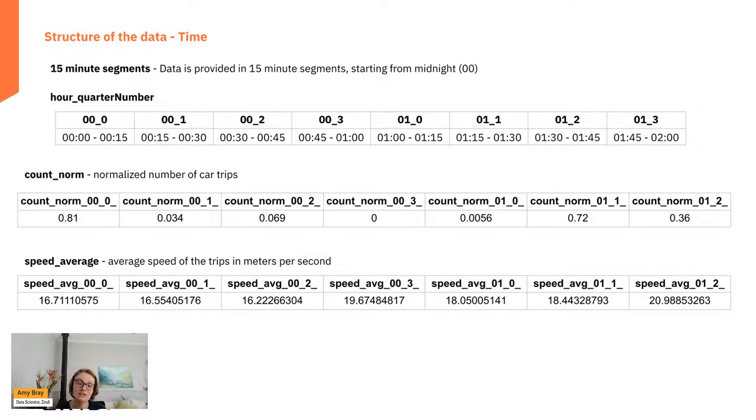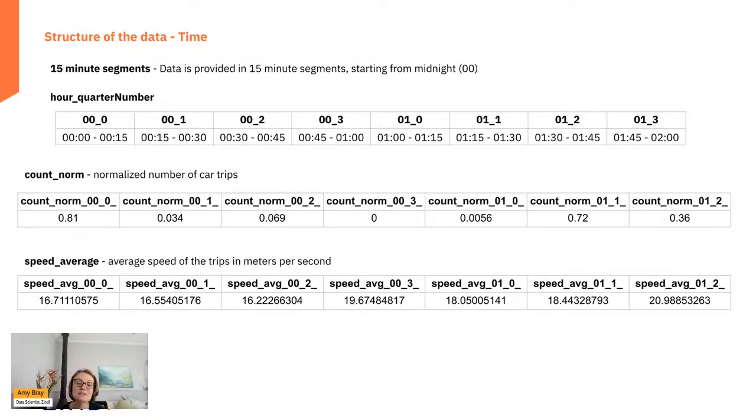We've got count norm. So count norm is the normalized number of car trips. We couldn't tell you exactly that exactly 3 cars drove on this road segment for privacy reasons. So a normalized number of car trips has been provided. If you would like, in your brain, you can just think about that 0.81 cars or 81 cars, if that helps, just like process it in your brain, traveled on one road segment at the time 00:00. So in the segment from midnight to quarter past midnight, 0.81 cars traveled past.